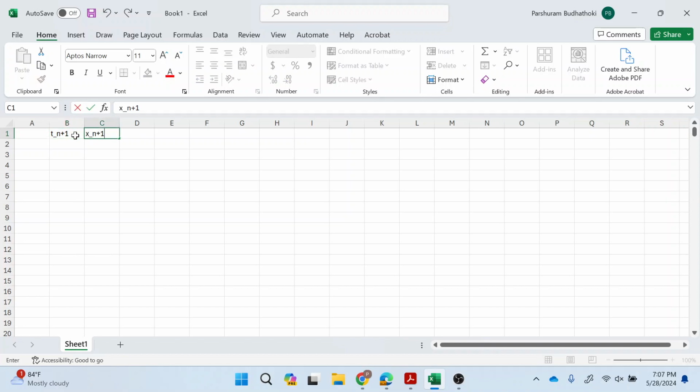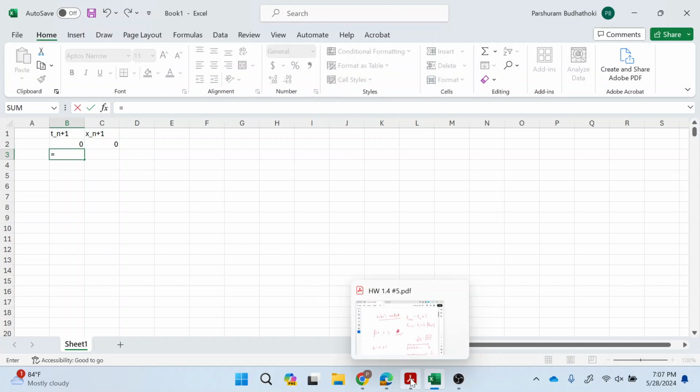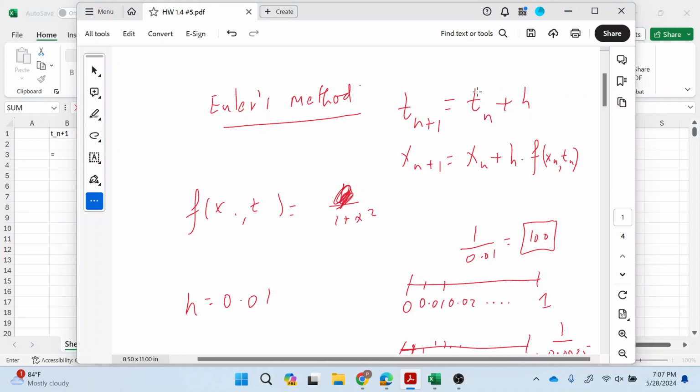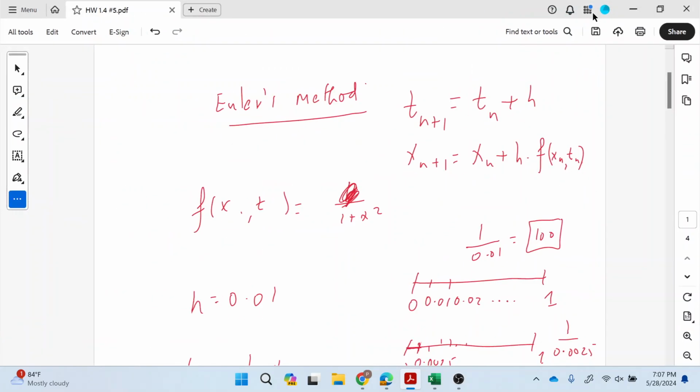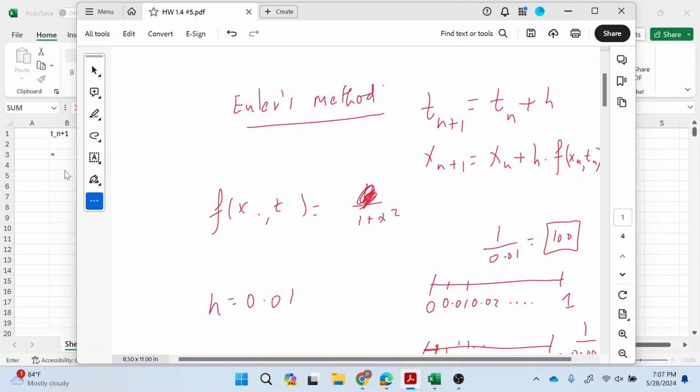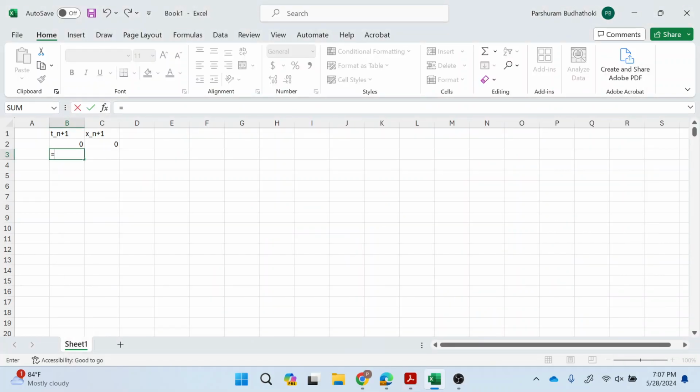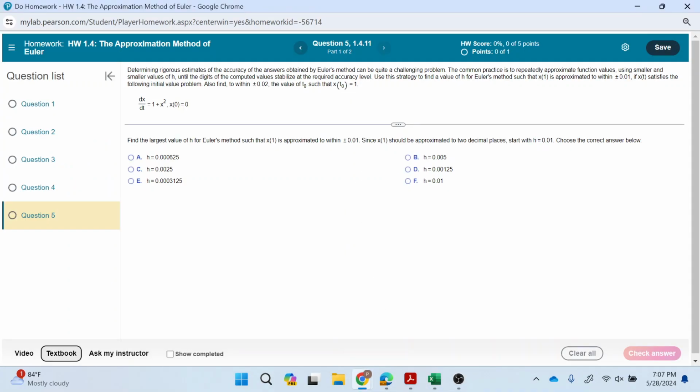That's the formula we have been given. Keep in mind the first value is given: t0 is 0 and x0 is 0. How do you calculate the second one? The second one is according to this formula. If you look at the formula here, it's the previous value of t plus h. So what is the previous value of t? You go here in Excel, use the equal sign, highlight the previous value, plus h. In this case we have 0.01, right? That's what we have been given. Let's go there. 0.01, yeah.